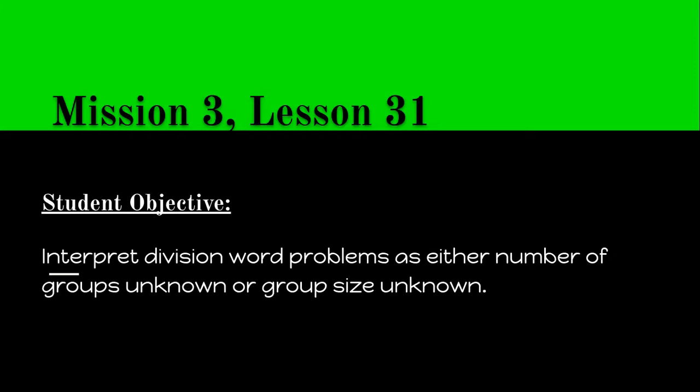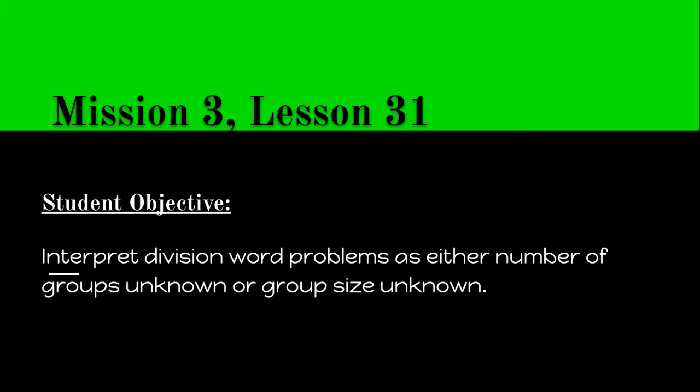And here we are with Mission 3, Lesson 31 of our math today. Our student objective for this lesson is to be able to interpret division word problems as either number of groups unknown or group size unknown. So basically, we're going to be given story problems or application problems, and we have to interpret whether we are trying to figure out the groups or the group size.